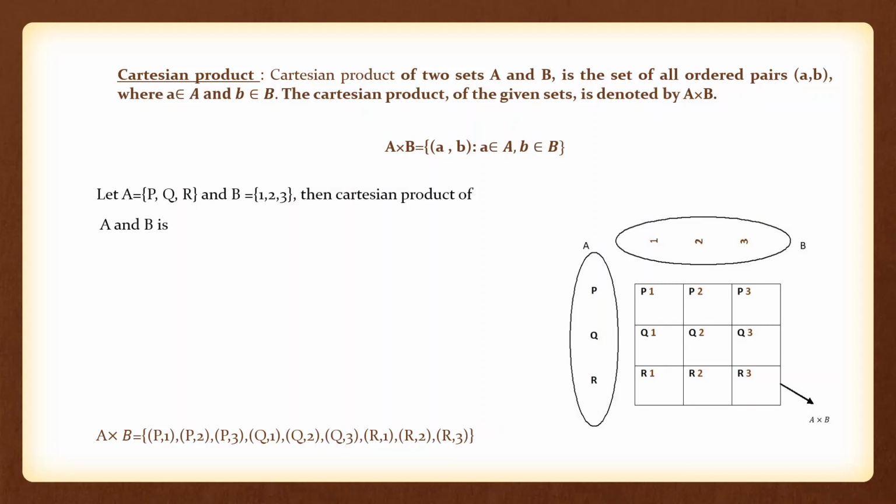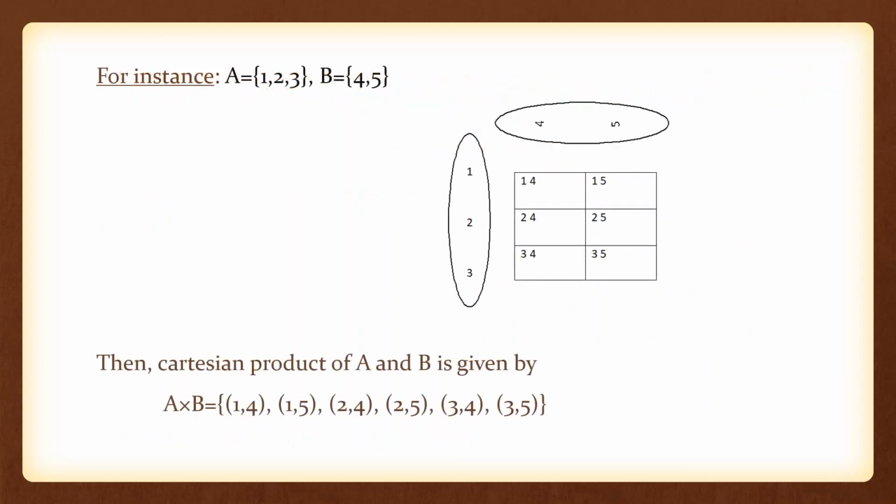Let's take another example to understand this in a more appropriate way. Let A be {1, 2, 3} and B be {4, 5}. So let's see again. A is 1, 2, 3 and B is 4 and 5. The same way: first element with first element, then the second element with the first element, second, second, third, first, third and second, like that.